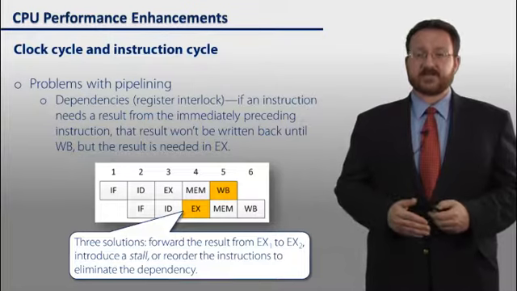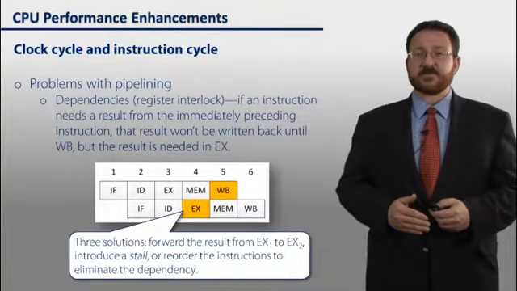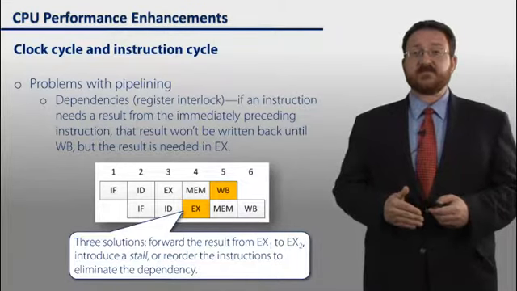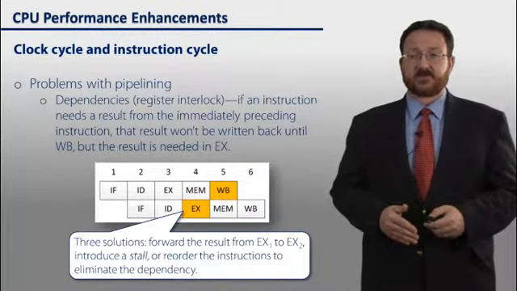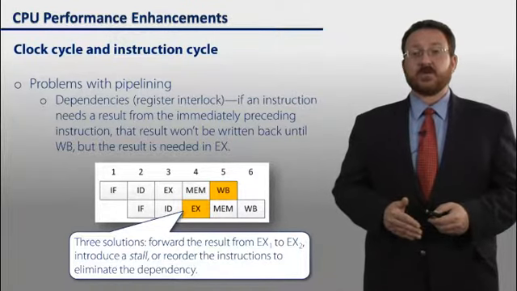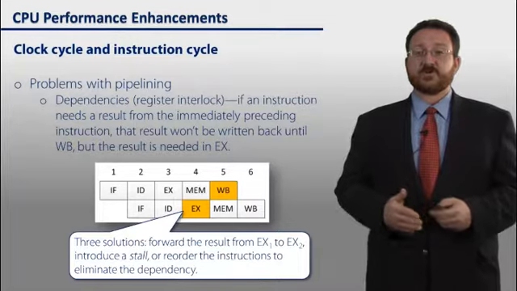So there's 3 solutions that we have to this. The first solution is we forward the result independently from stage 3 of the first instruction to stage 3 of the second instruction. That's one way. The other way is to stall the second instruction for 2 cycles.